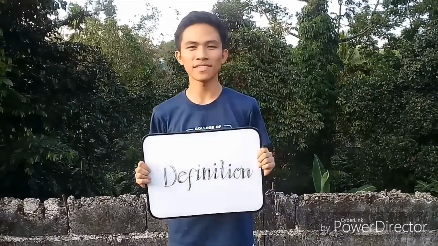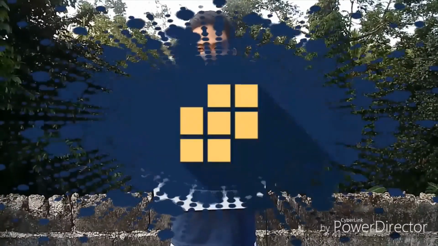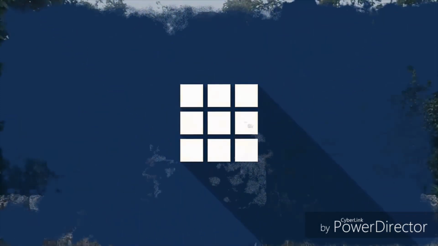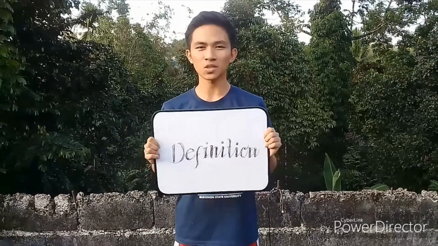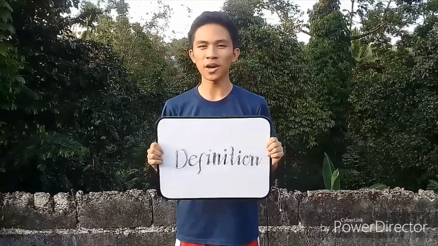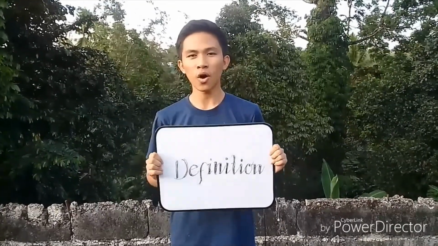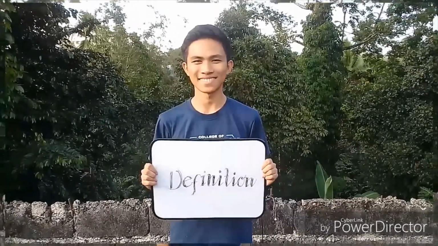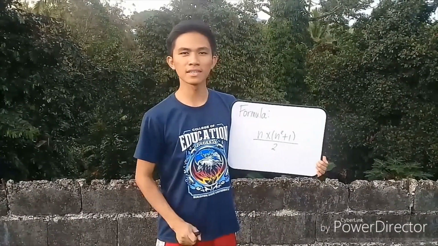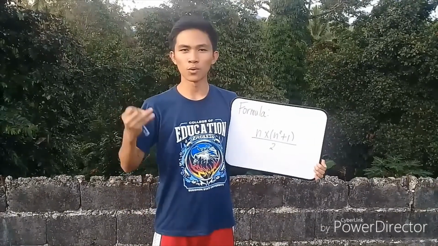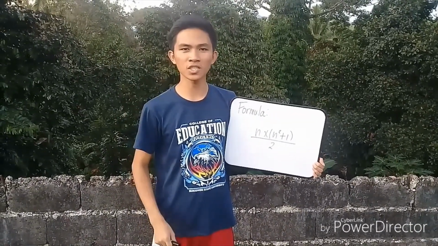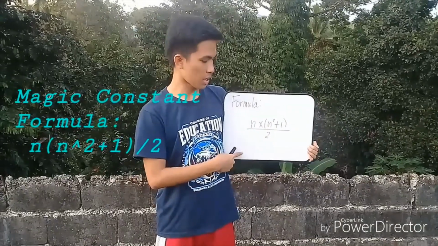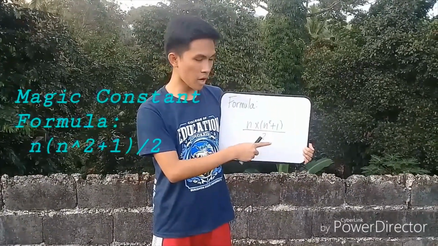Hi guys, I am Kuya Joven, and now let's talk about the definition of a magic square. In a magic square, we mean a square divided into n squared cells, in which numbers from 1 to n squared are put in the cells in such a manner that all numbers in the column, row, and diagonal add up to the same sum. In order to find the common sum of the column, row, and diagonal of a magic square with n squared cells, we have this formula: n times the quantity of n squared plus 1, all over 2.